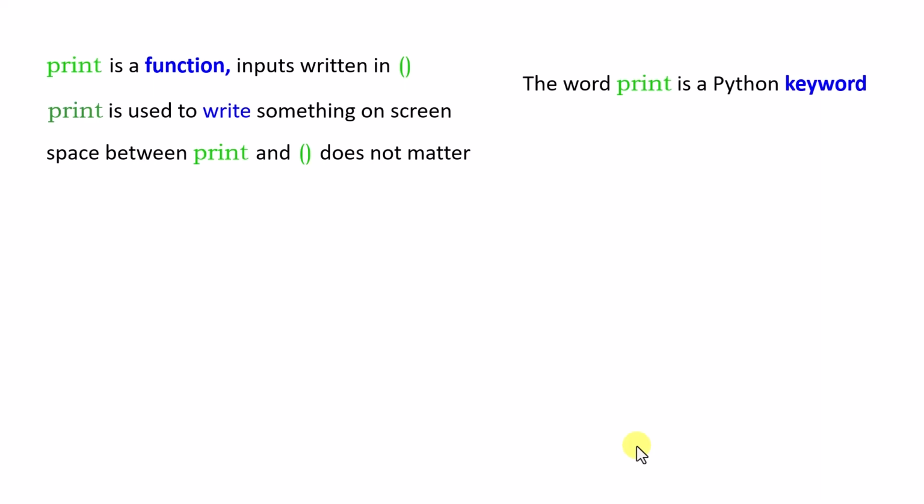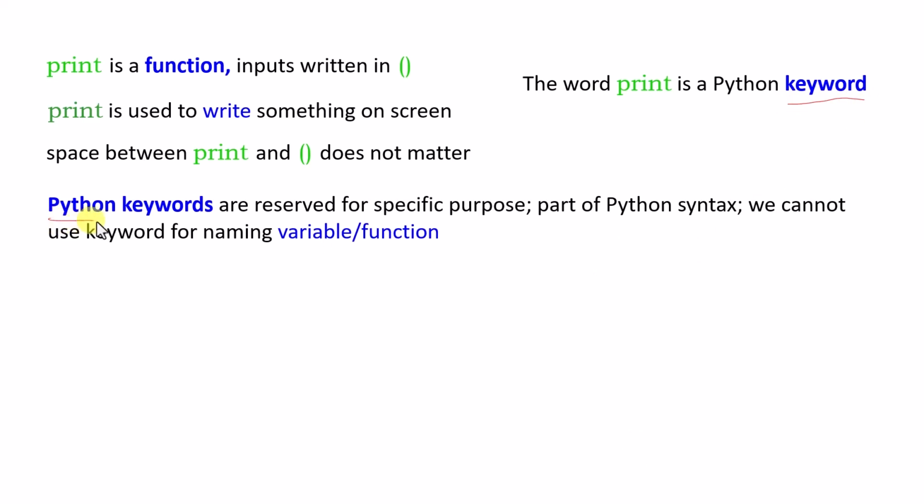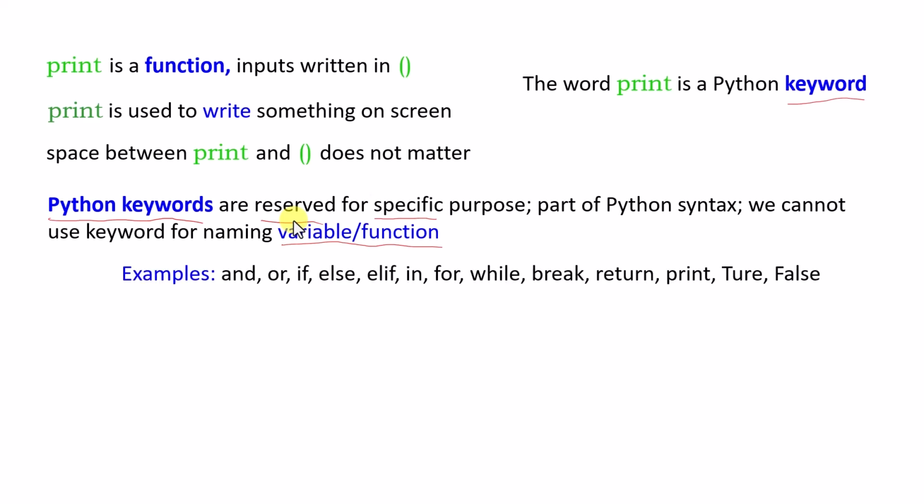The word print is also what we call a Python keyword. Python keywords are words that are reserved by Python for specific purpose. They are part of Python syntax, and thus we, the Python programmers, cannot redefine them for use for any purpose other than what is already specified to them. We cannot name a variable or user-defined functions using the keyword. Python has many keywords such as and, or, if, else, and many others.